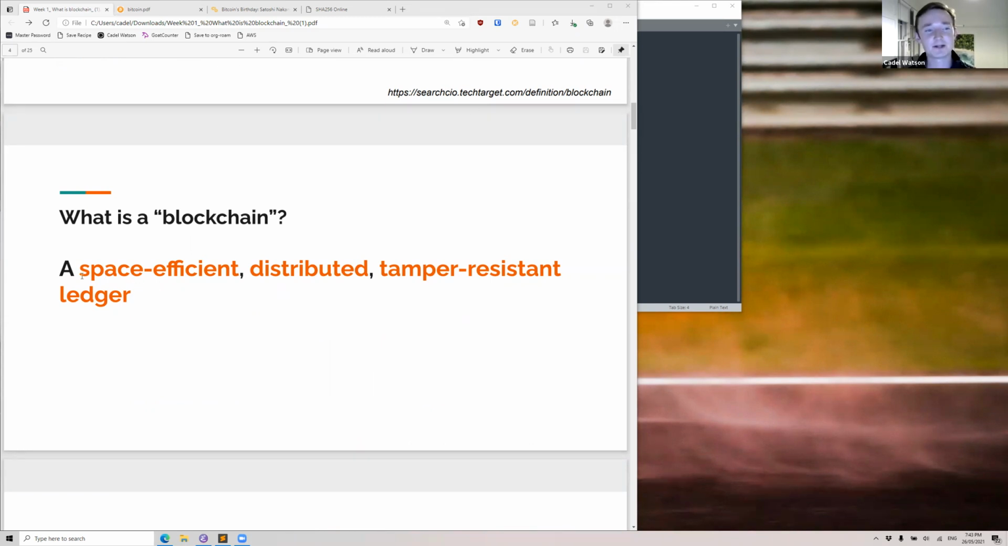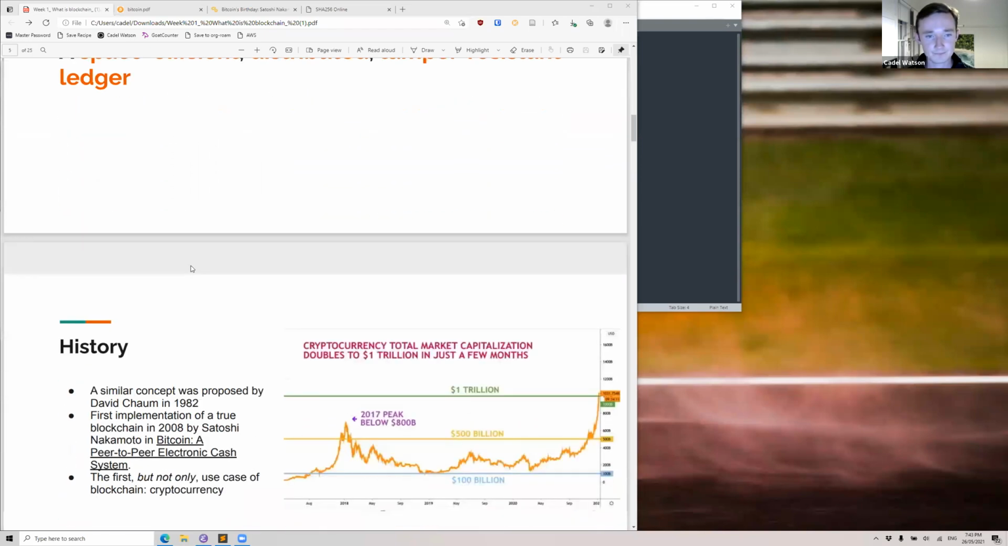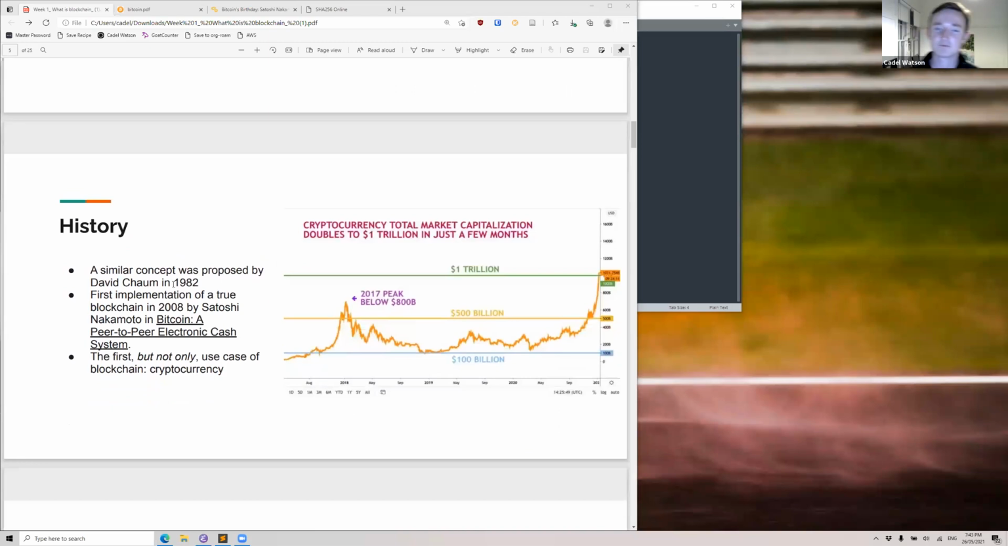A lot of words that probably don't make much sense right now. So a blockchain, or any blockchain, is a space-efficient, distributed, tamper-resistant ledger. It was first proposed in 1982. There was some initial work done by a man named David Chaum. He came up with the idea in theory, but the first time it came onto the stage in terms of implementation and software that was widely used by people was in 2008.